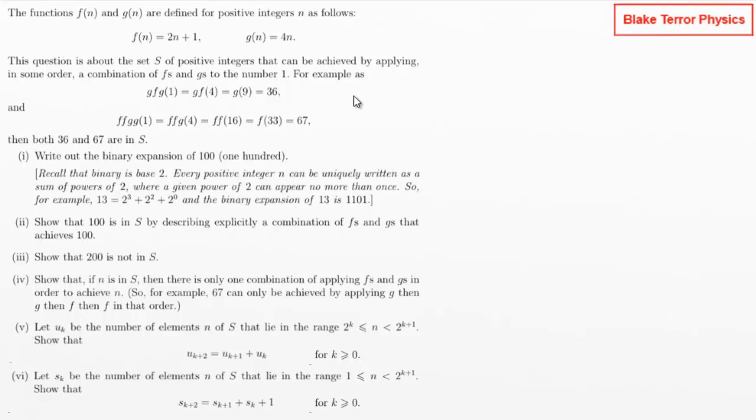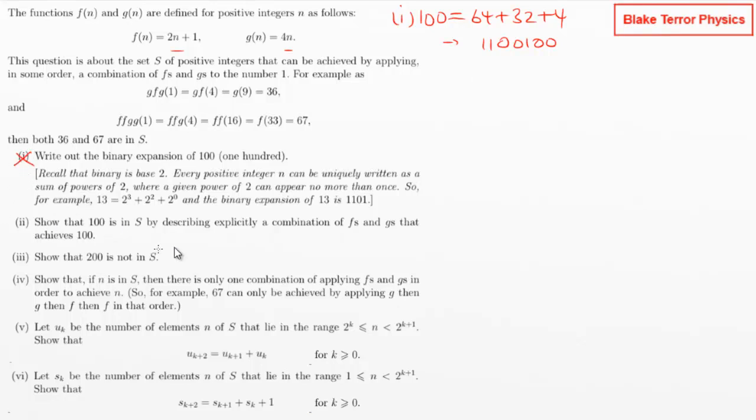Fine. Part 1, write out the binary expansion of 100. Right, that's not what I was expecting. But I suppose we have got multiples of 2 and 4 and things like that, so this might work out in binary. So 100 is 64 plus 32 leaving 4. So in binary, that's no 1s, no 2s, one 4, no 8s, no 16s, one 32, one 64. So 1100100.